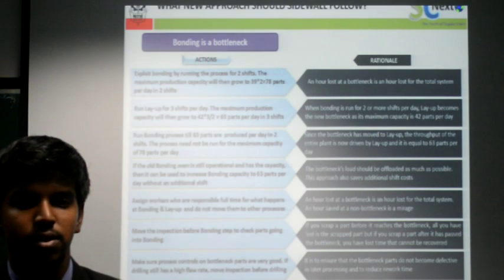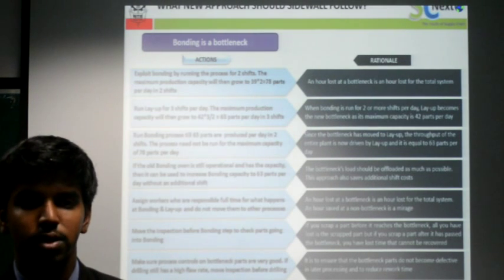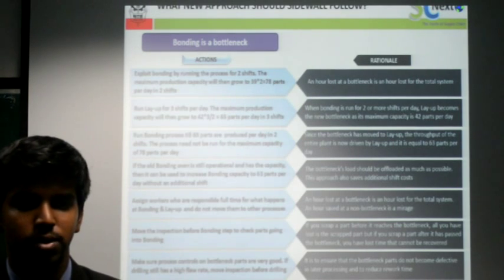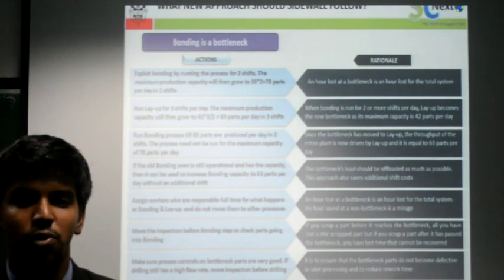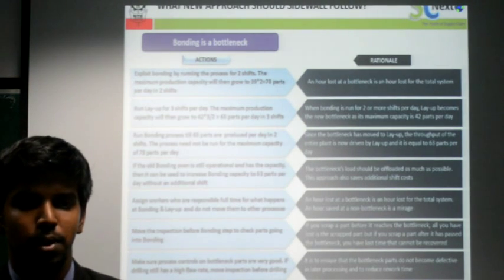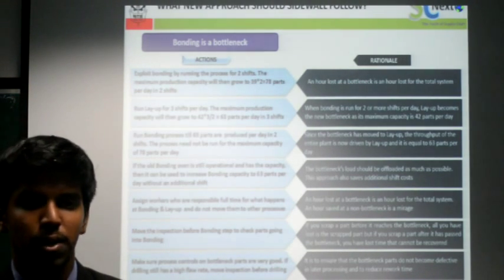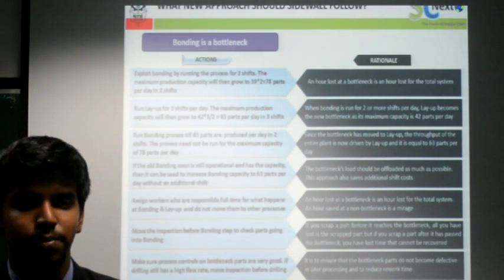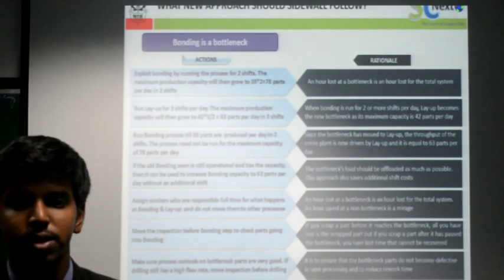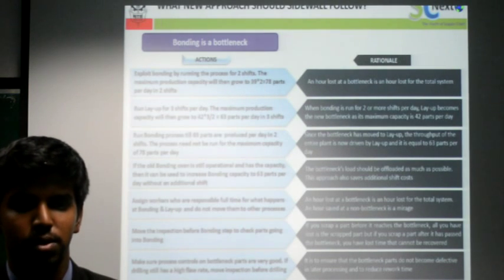Once we have done that, we move the inspection before the bonding step to check parts going into bonding, because if you scrap a part before it reaches the bottleneck, all you have lost is the scrapped part. But if you scrap a part after it has passed the bottleneck, you have lost the time that cannot be recovered. But what if parts become defective downstream from the bottleneck?